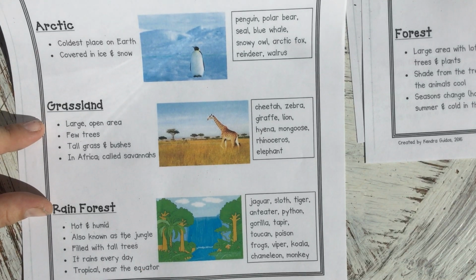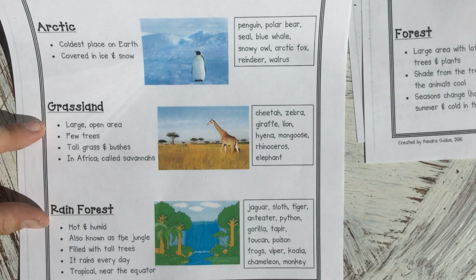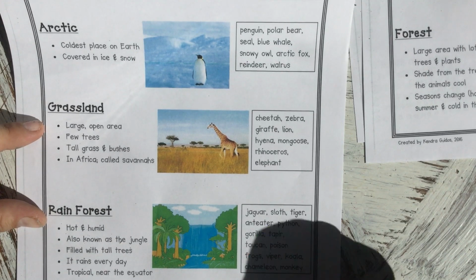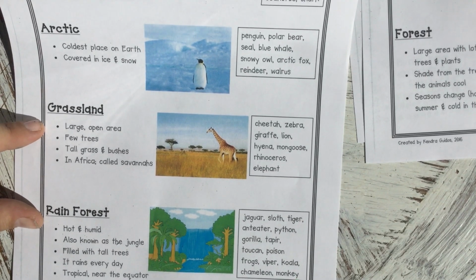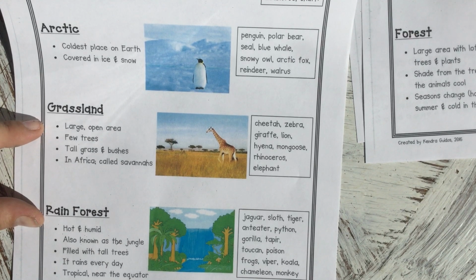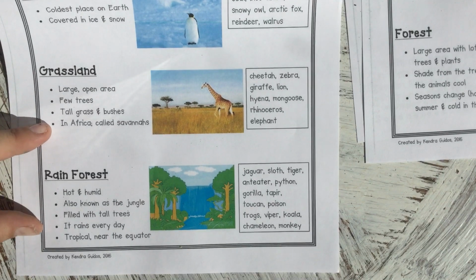Then we have the grassland. The grassland is a large open area. There's hardly any trees. There's few trees, but there's tall grasses and bushes. And in Africa, they call them savannas. So the grassland or the savanna is home to cheetahs, zebras, giraffes, lions, hyenas, mongoose, rhinoceros, and elephants.